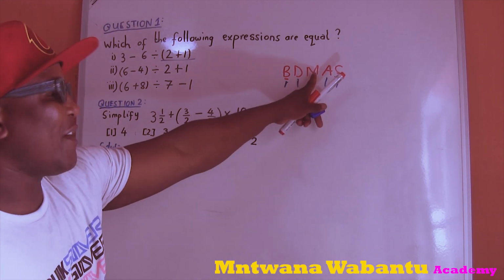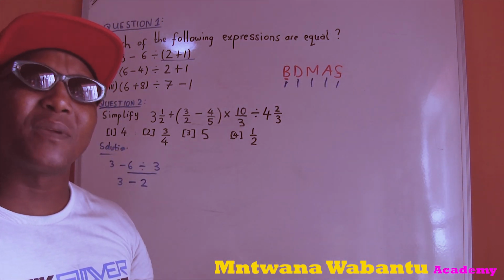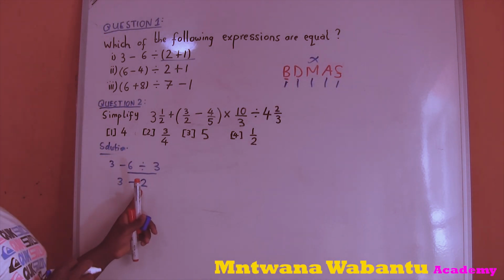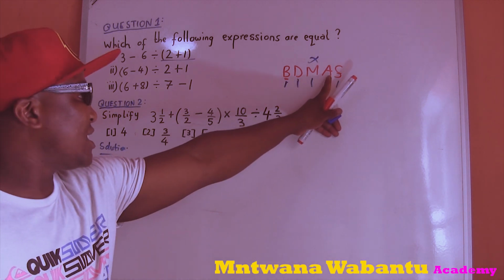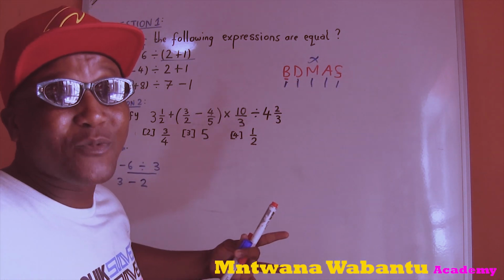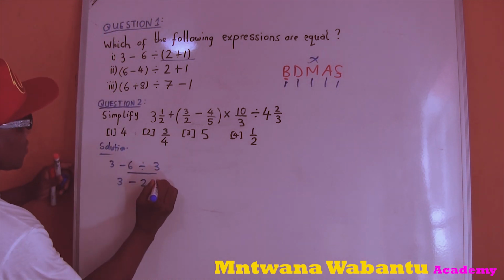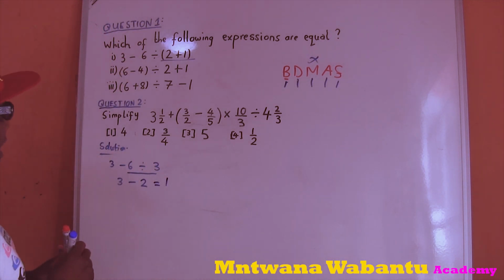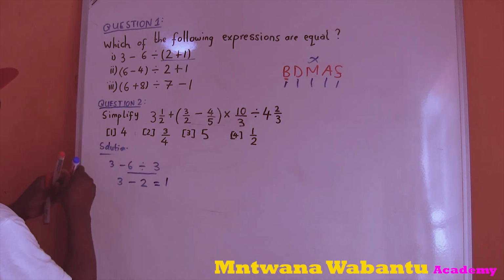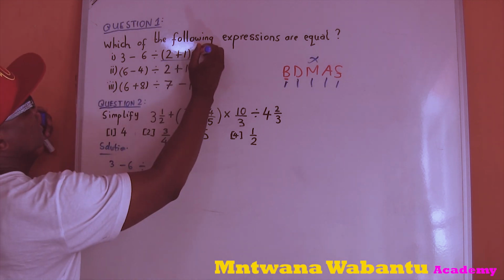Now you go, do you have a multiplication? No, there's no multiplication. Okay, so I'm gonna skip. Now, do you have addition? No, there's no addition. Do you have a subtraction? Yes, we have. 3 minus 2 equal to 1. Okay, now we go for the next one. So the first expression equal to 1.